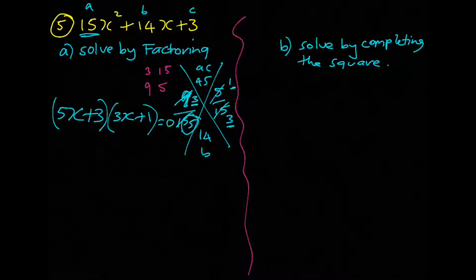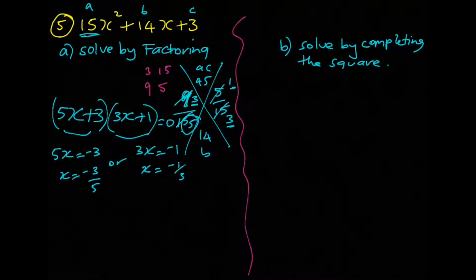And that equals 0. Solving using the null factor, either that's 0 or that's 0, so 5x equals negative 3, x equals negative 3 on 5, or 3x equals negative 1, x equals negative 1 on 3.